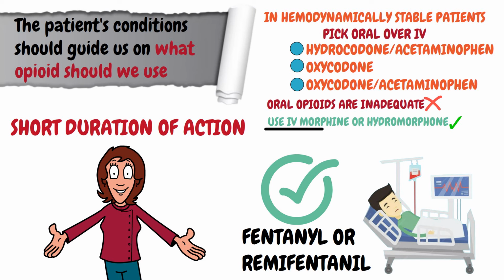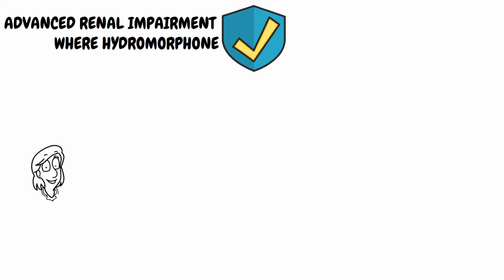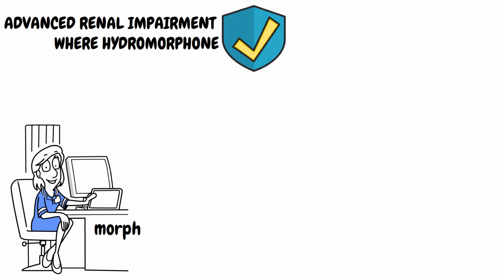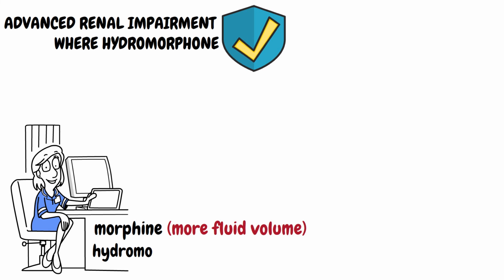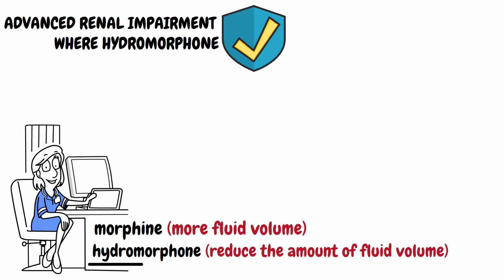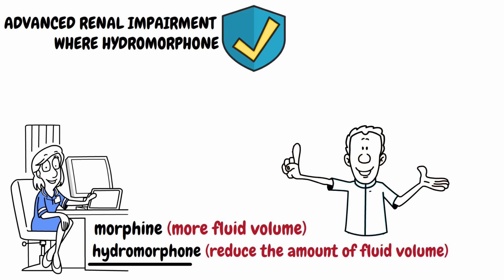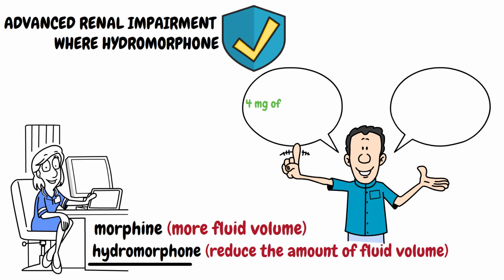I typically start with IV morphine unless the patient has advanced renal impairment, where hydromorphone is safer to use, or if the patient is requiring high doses of morphine, which means more fluid volume to be given, switching to hydromorphone can reduce the amount of fluid volume. Or if the patient insists on having hydromorphone instead of morphine, I don't mind it at all, but I do the math for the conversion we mentioned earlier. A patient who is getting 4 mg of IV morphine every 4 hours as needed can be transitioned to hydromorphone 0.5 mg every 4 hours as needed.